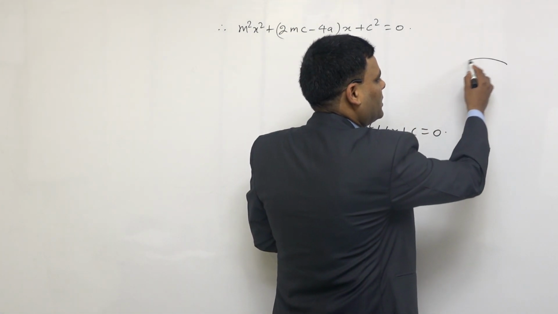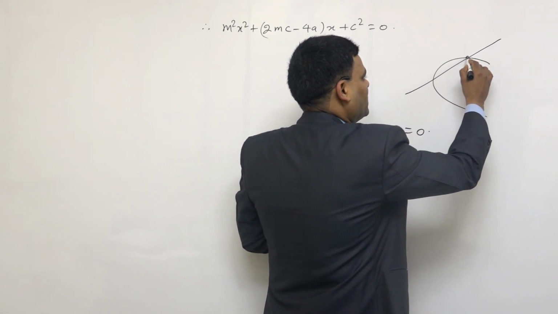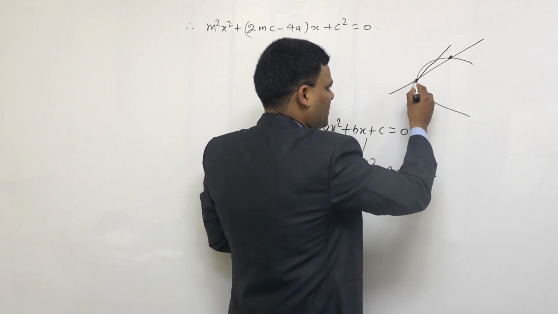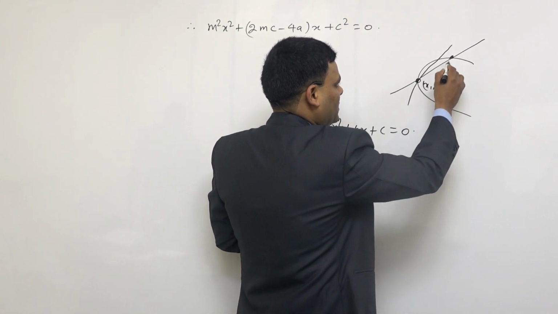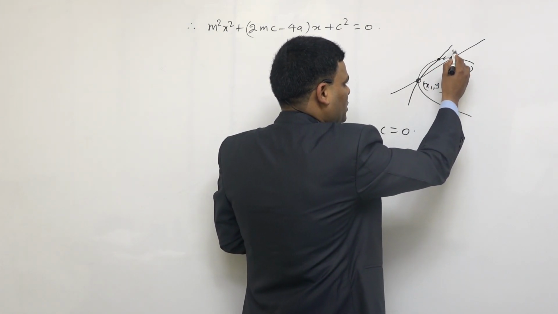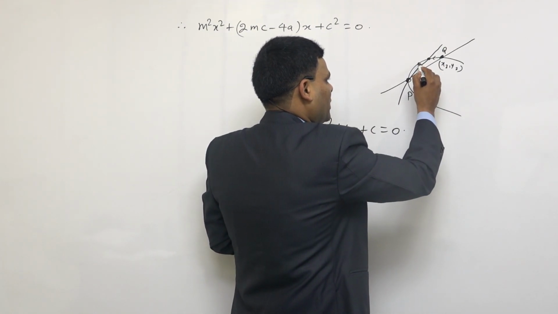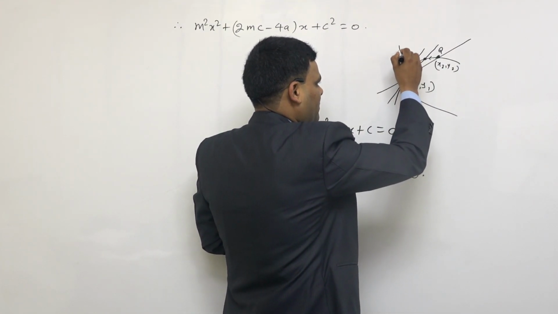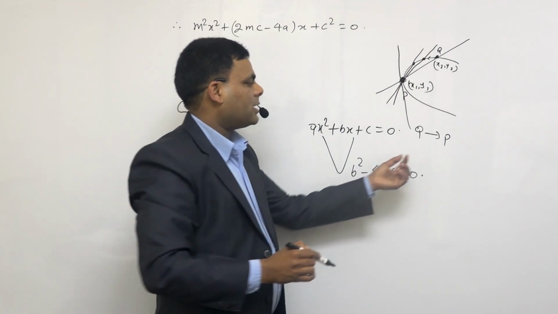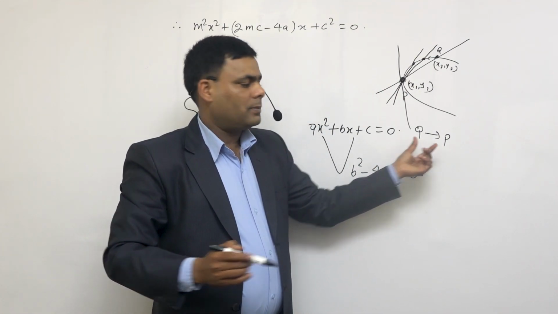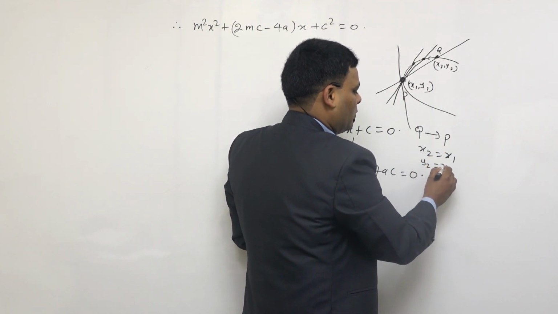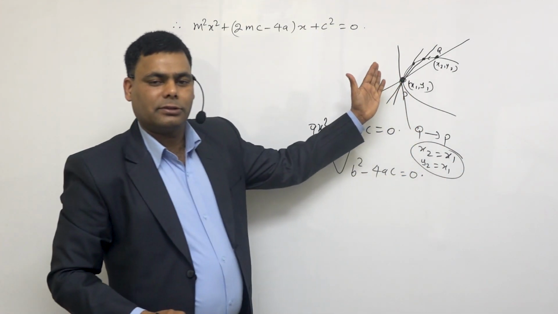Now suppose this is the parabola and this is the line. If this line becomes tangent to this parabola, suppose this is a fixed point P (x1, y1) and this is another point Q, a moving point on the parabola. If the point Q moves in this way and coincides with P, in this case x2 equals x1 and y2 equals y1. In this case the line becomes tangent to the parabola.